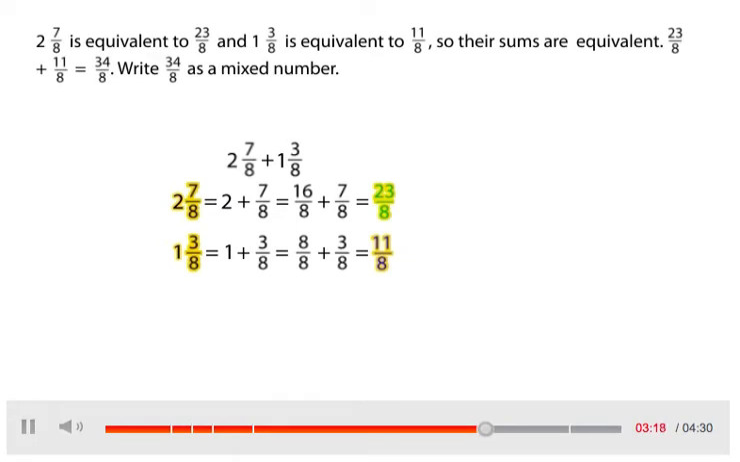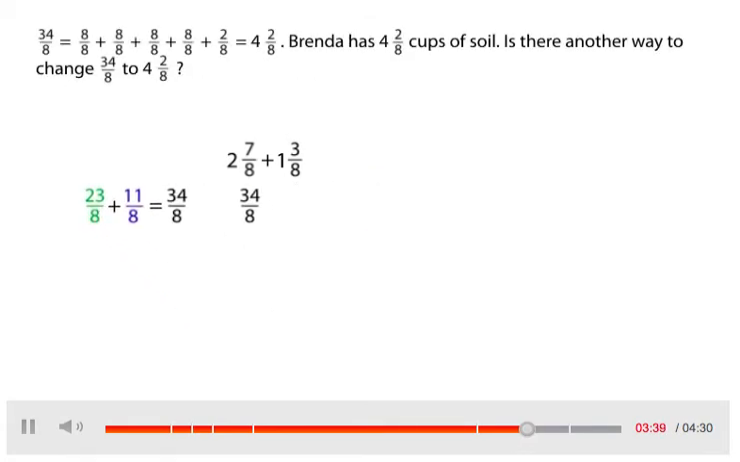2 and 7/8 is equivalent to 23/8 and 1 and 3/8 is equivalent to 11/8. So their sums are equivalent. 23/8 plus 11/8 equals 34/8. Write 34/8 as a mixed number. 34/8 equals 8/8 plus 8/8 plus 8/8 plus 8/8 plus 2/8. That equals 4 and 2/8. Brenda has 4 and 2/8 cups of soil.